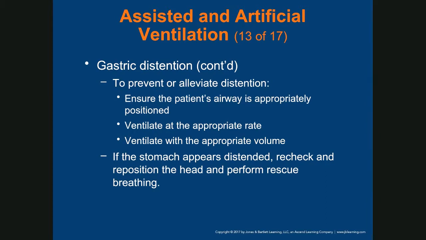To prevent or alleviate this tension, ensure the patient's airway is appropriately positioned. Ventilate at the appropriate rate. Ventilate with the appropriate volume. If the stomach appears distended, recheck, reposition the head, and perform rescue breathing.